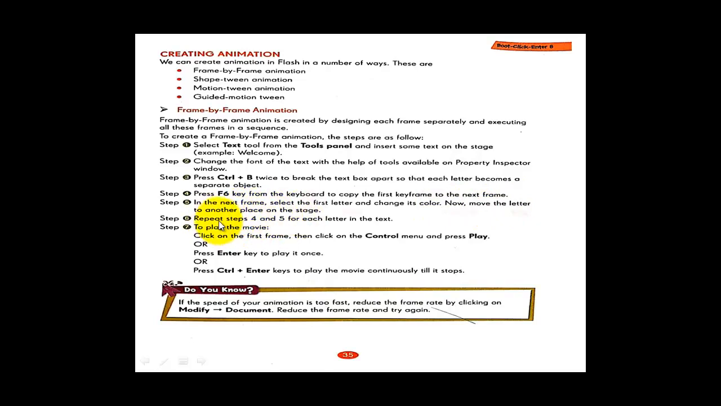Now repeat steps 4 and 5 for every letter in the text. Click on the first frame, then click on the control menu, then press play, or press the Enter key to play it once, or press Control Enter to play the movie continuously till it stops. There are some shortcut keys here, like pressing Ctrl B, F6, then Control Enter to play the movie continuously, or just press Enter to play it once.